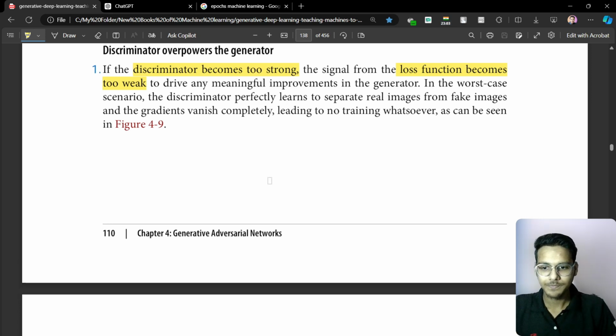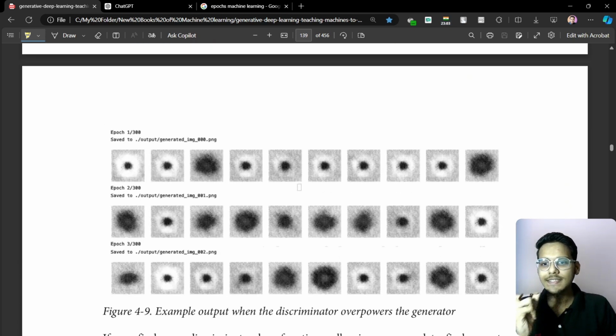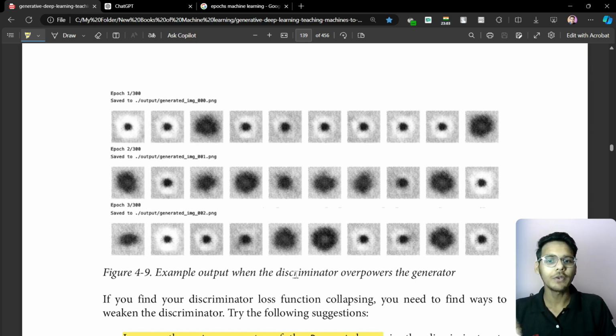Okay, fine. So this is the image of the discriminator. Okay. So example input, when the discriminator overpowers the generator. Okay. So I am not getting why this is happening. What is this thing telling us?